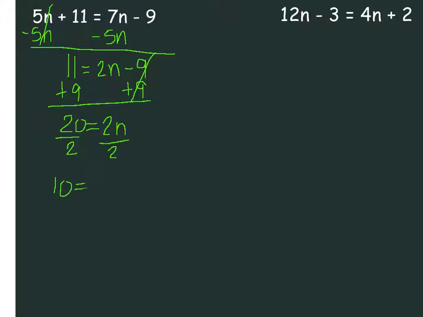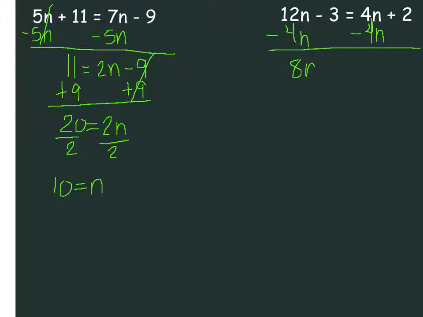Hopefully you're really bored right now and you know how to do this. I'm going through a little bit faster than I would when you're in Algebra 1 because you should already be aware of how to do these. Go on to the next one. We have 12n on one side, 4n on the other side. Let's move the 4n over, subtract 4n.